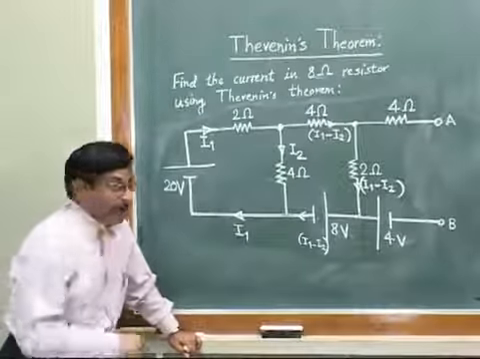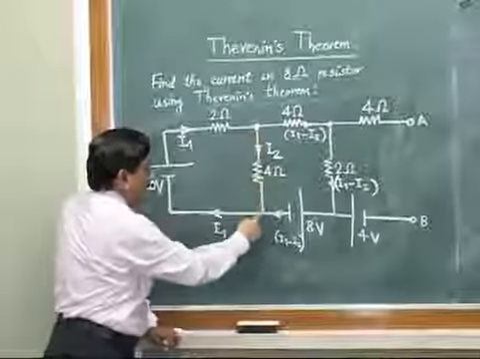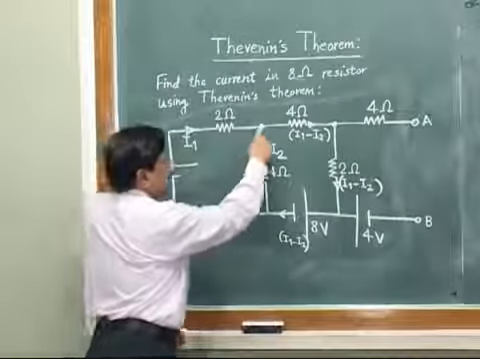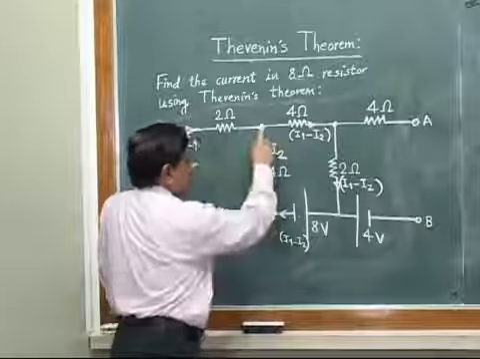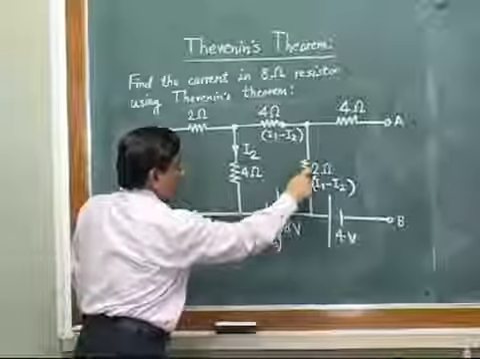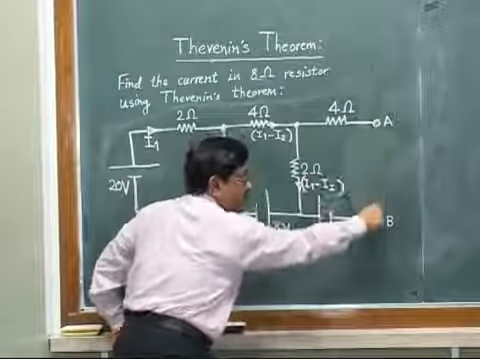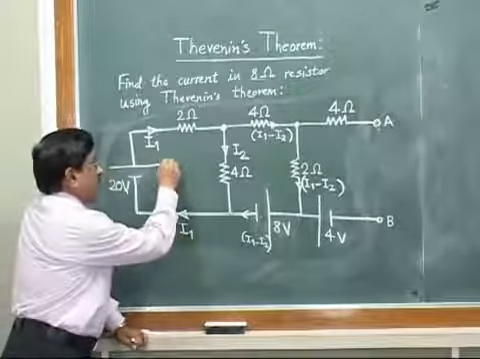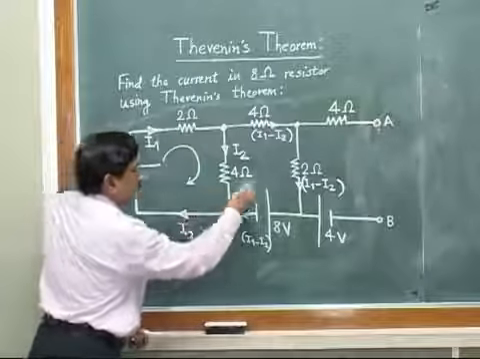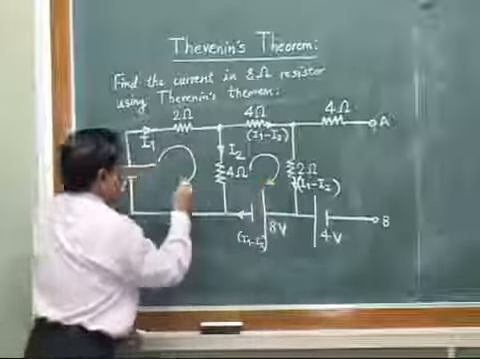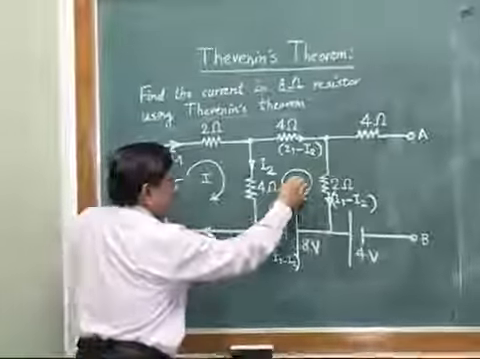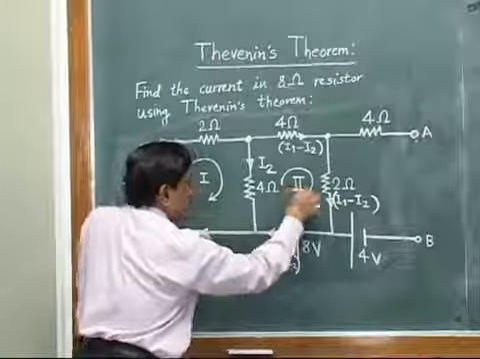Now how many loops are available? This is one loop available. This is the second loop available. And this is the third loop available. You cannot take this full loop because this is open circuit here. So for our own convenience, we will take these small meshes like this. I call this small mesh as loop 1 and this one as 2.